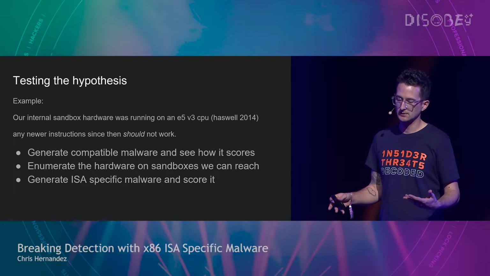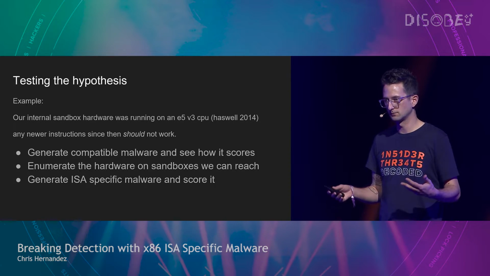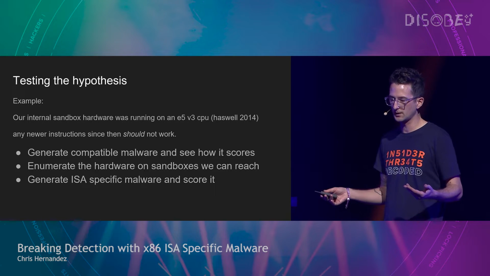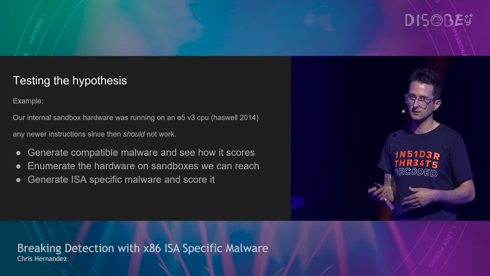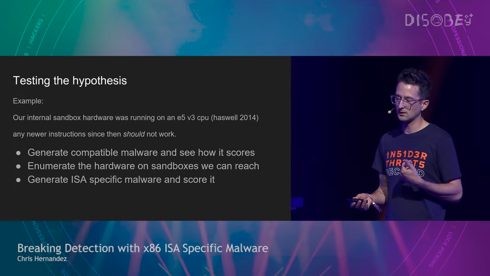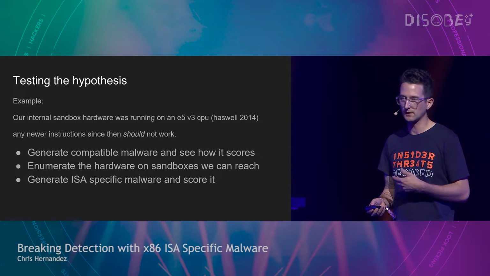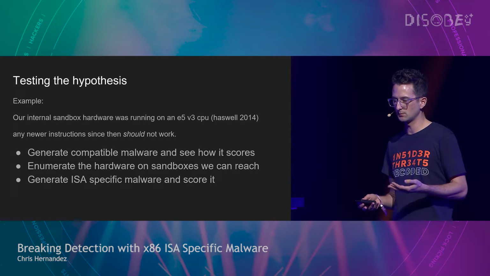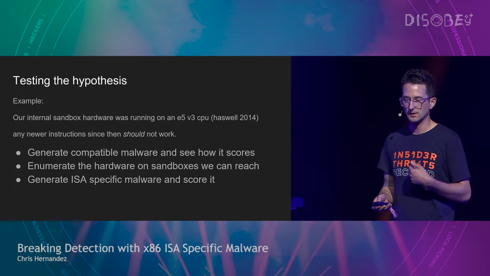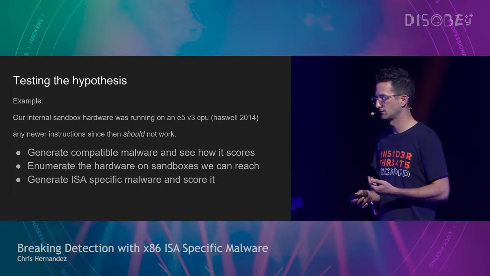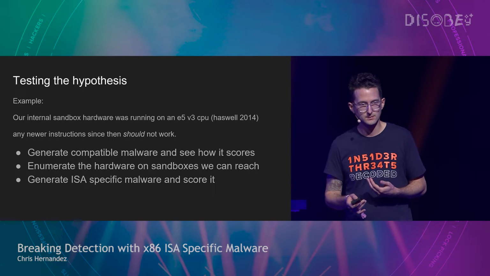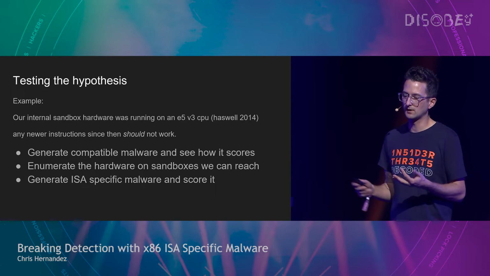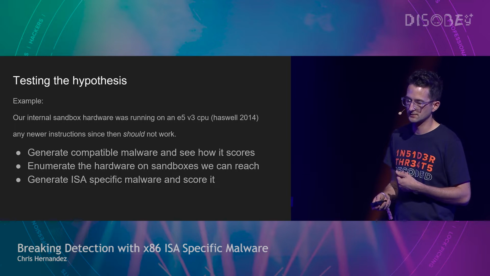So we're going to generate some standard vanilla x86 malware and see how our sandboxes score it. And then we're going to see if we can enumerate the hardware on certain sandboxes without having access to it. Of course, our test sandbox we do have access to, but as a red teamer, adversaries potentially won't have access to your sandbox, so they need to figure out a way to get that data out of the sandbox.